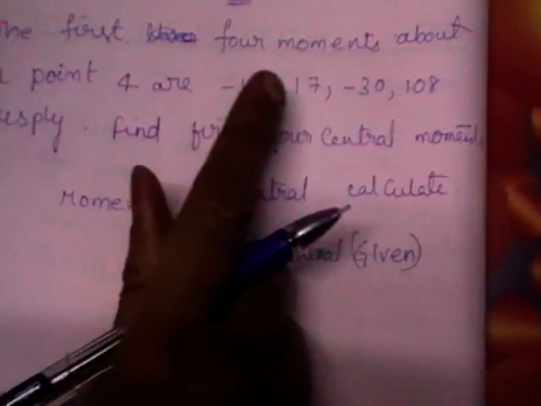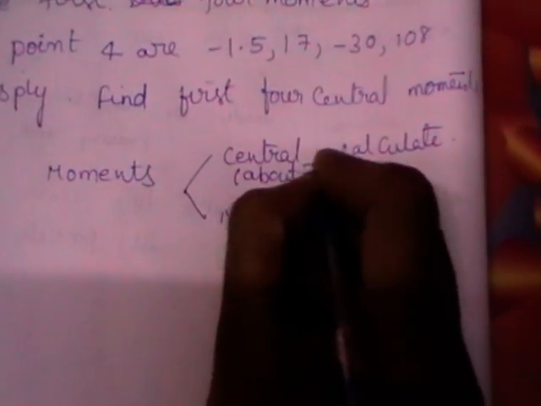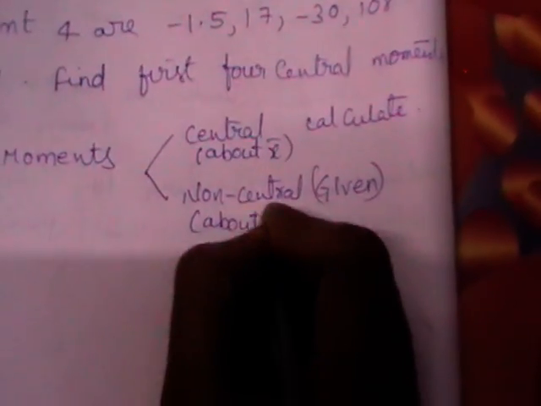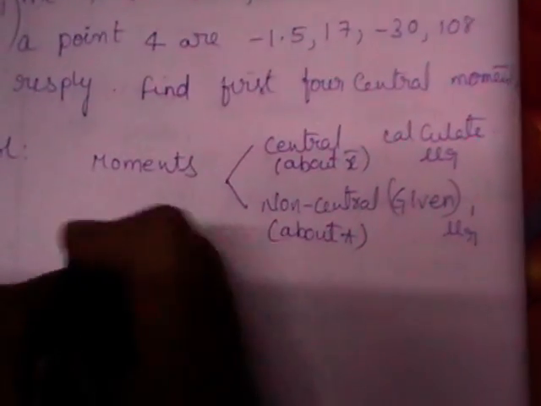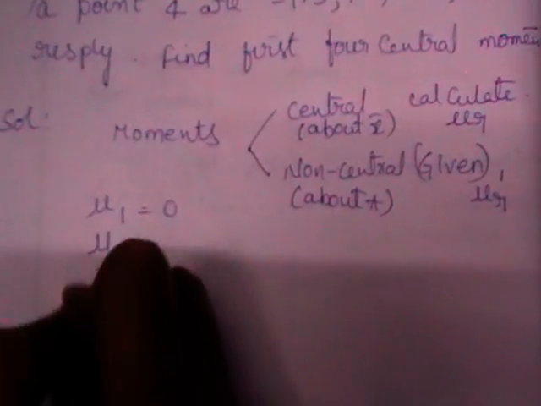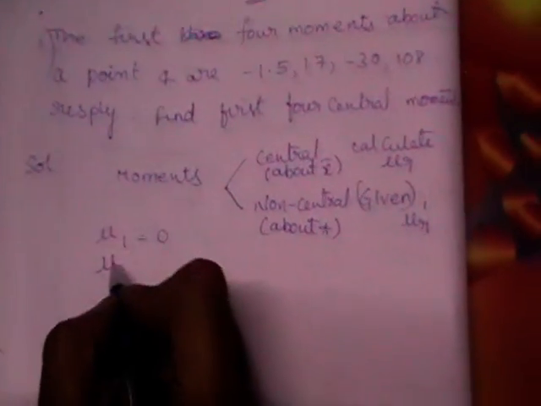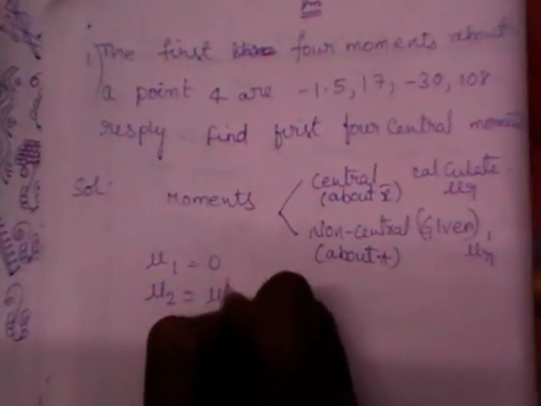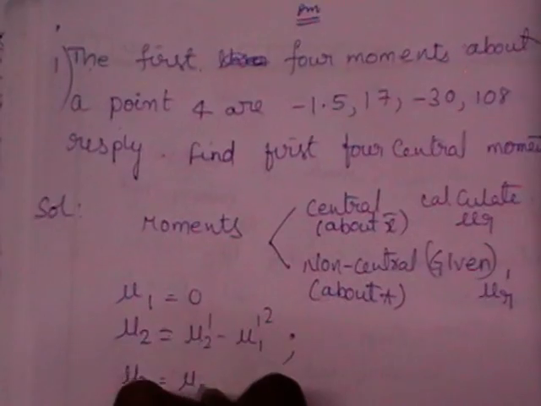So here the first four moments about a point are given. Central means about x bar, non-central means about A. We indicate central moments with mu r and non-central with mu r dash. Try to write the relationship between central and non-central. Mu1 is 0, mu2 is mu2 dash minus mu1 dash square, mu3 is mu3 dash minus 3 mu2 dash mu1 dash plus 2 mu1 dash cube.